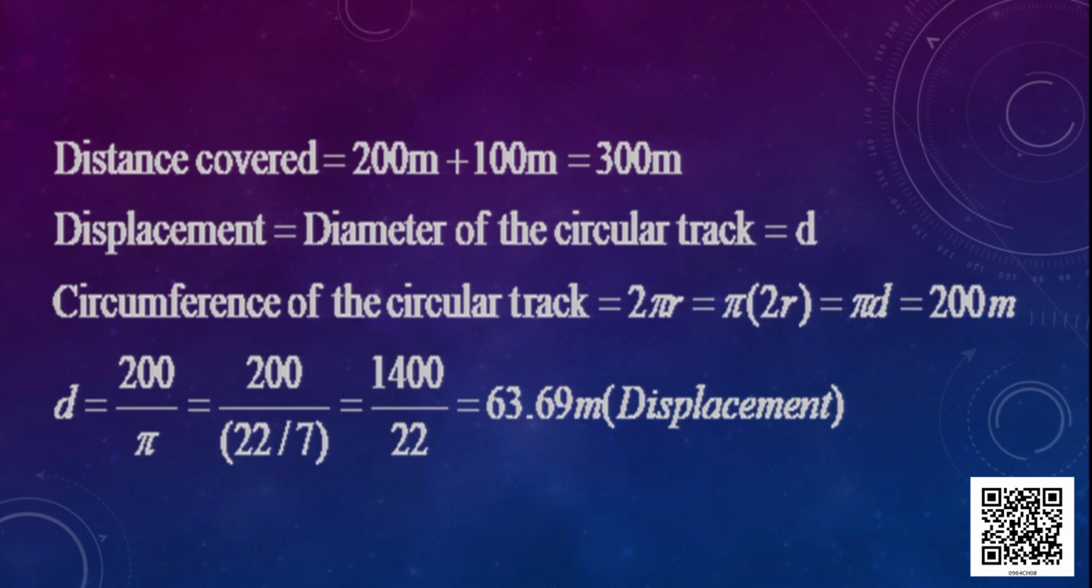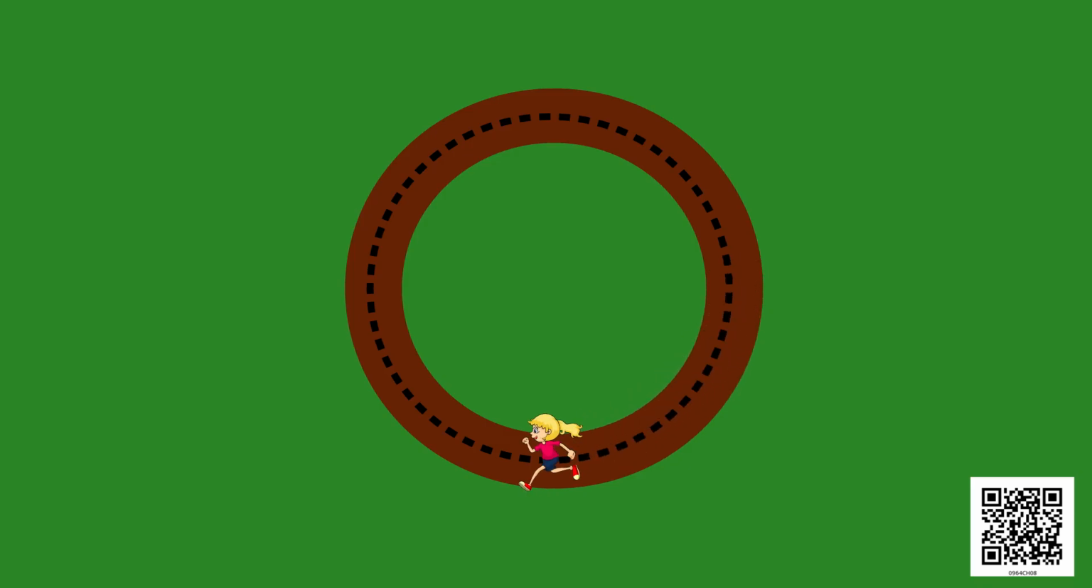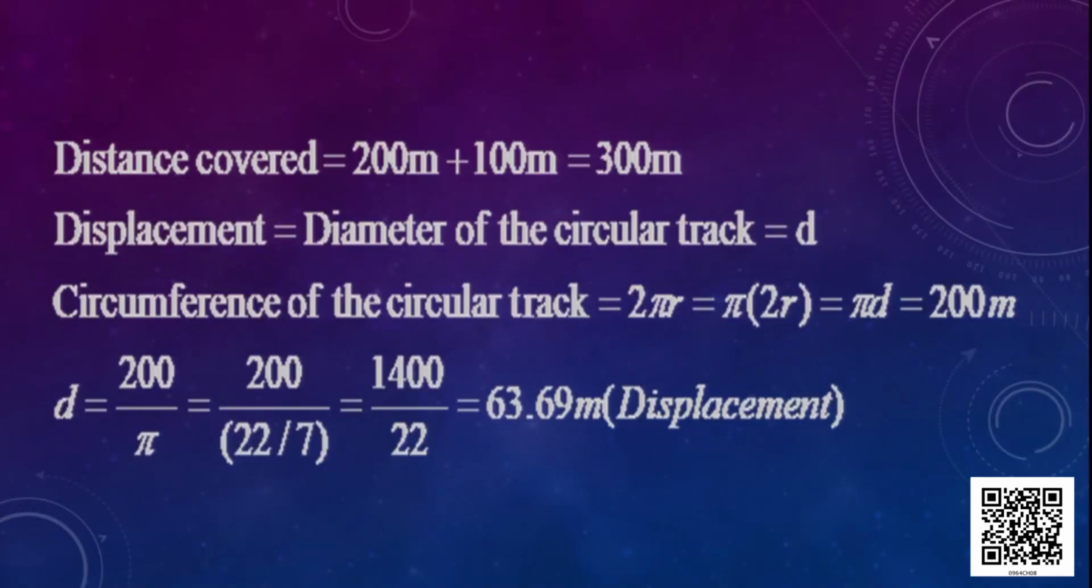Now, what is the displacement of Usha? Obviously, we know the definition of displacement. It is the shortest path length between the initial position and the final position of the object in motion. Now, whenever Usha takes 1.5 rounds in the circular track, the displacement is equal to the diameter of the circular track. Because after 1 complete round, in the second round she has reached the opposite end of the diameter. That's why the displacement is equal to the diameter of the circular track, d.